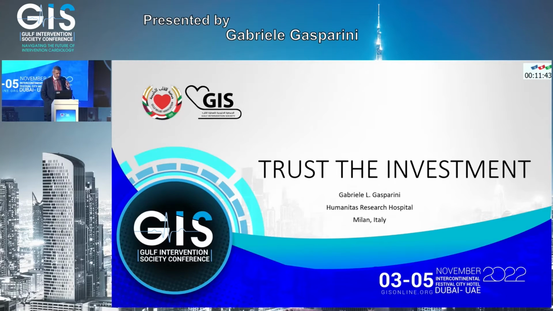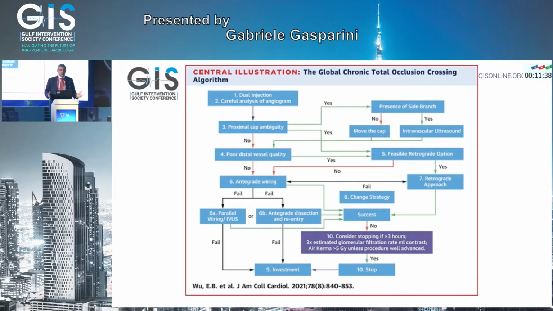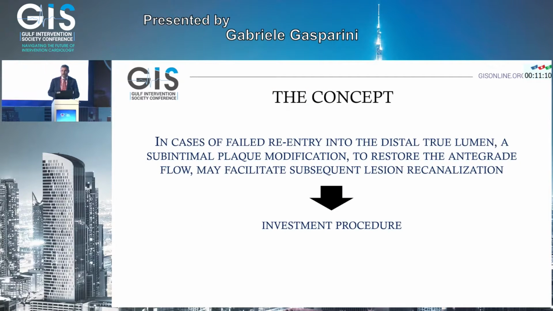So I'm going to talk about the investment procedure that we take into consideration during chronic total occlusion revascularization. If we look at the global chronic total occlusion crossing algorithm, you can appreciate that the second last step before considering stopping the procedure, or failure of the procedure, is called the investment procedure. It's a pretty new concept in the CTO field, and I will try to show you exactly what we mean.